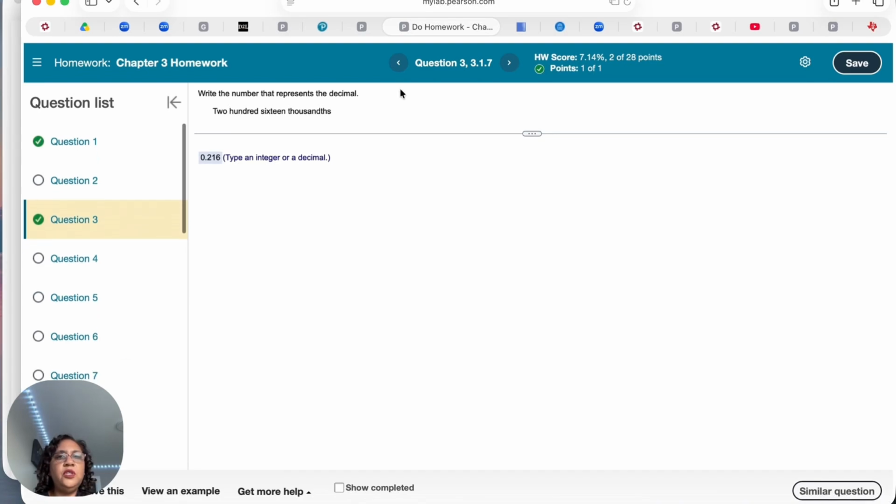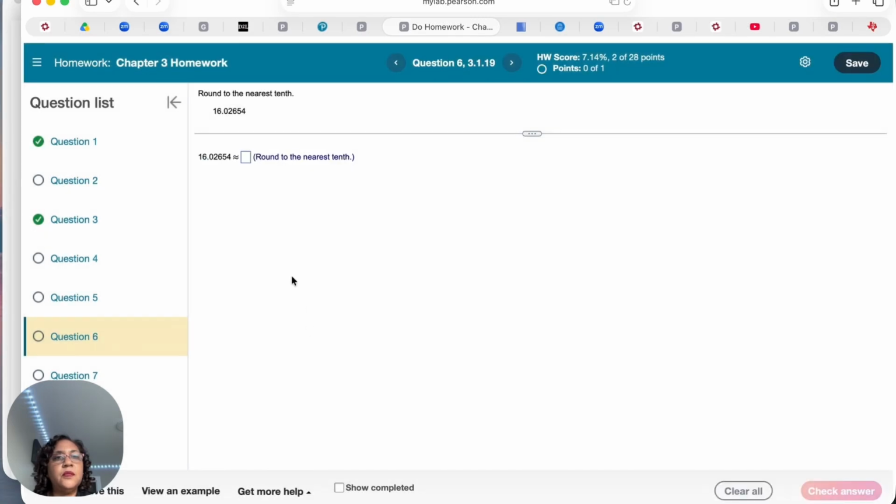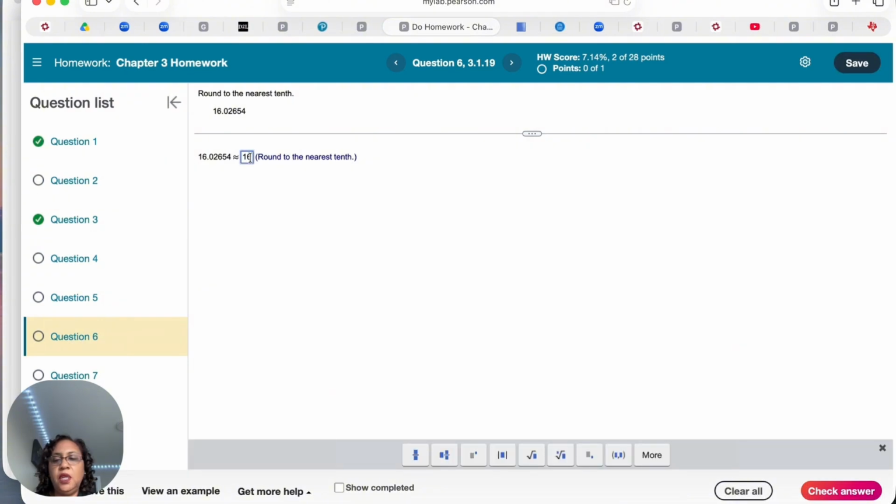The other thing I want you to notice is that this is question 3, and what this means up here is chapter 3, section 1, question number 7. So it says here, round to the nearest tenth. That is going to be 16.0.